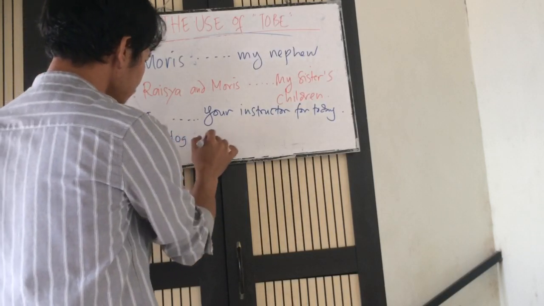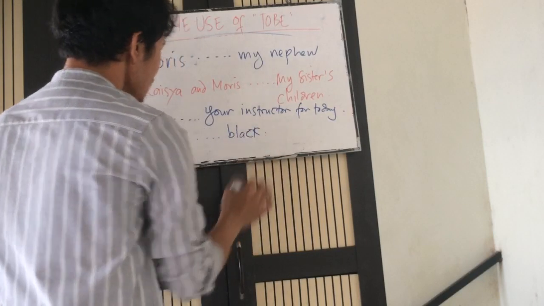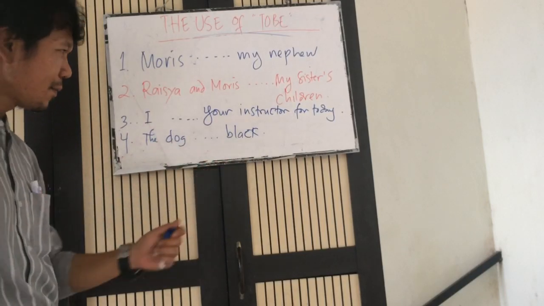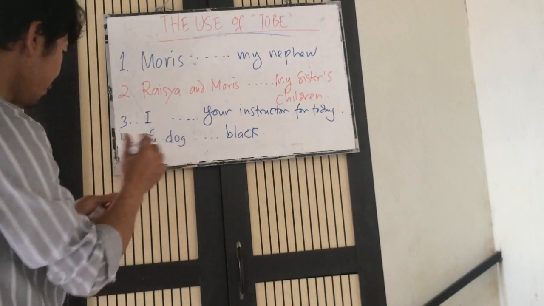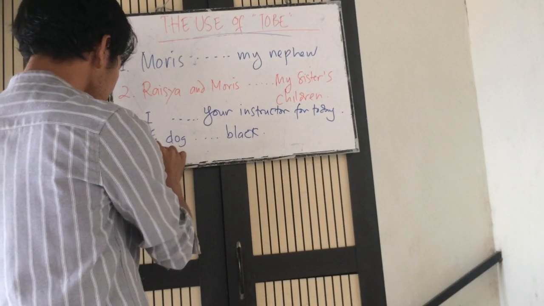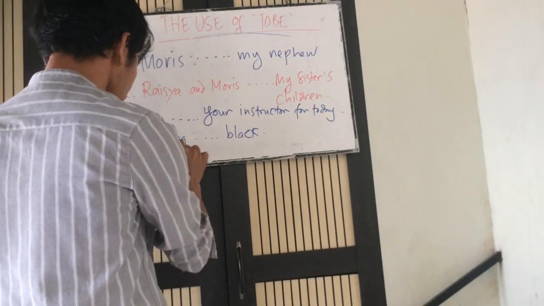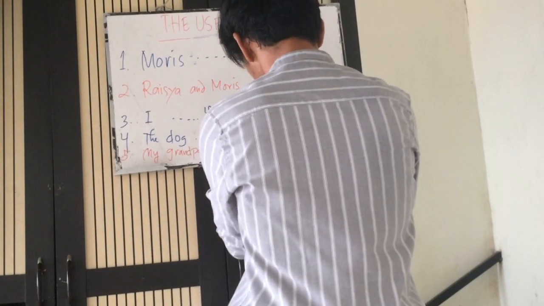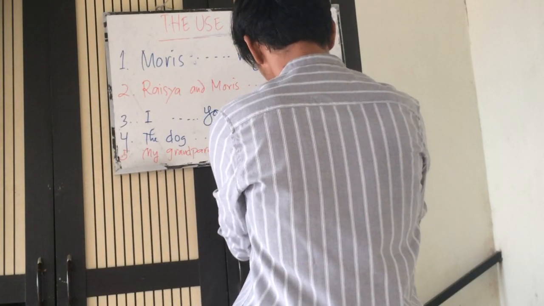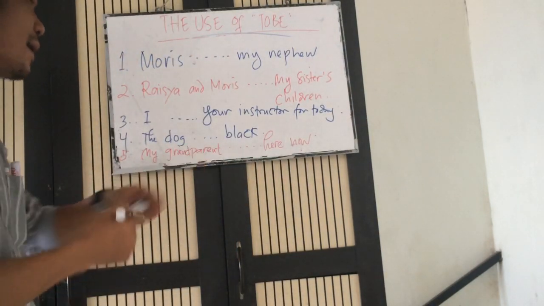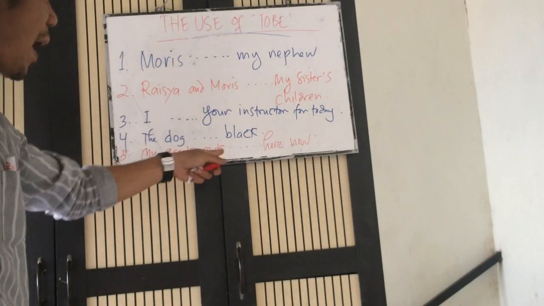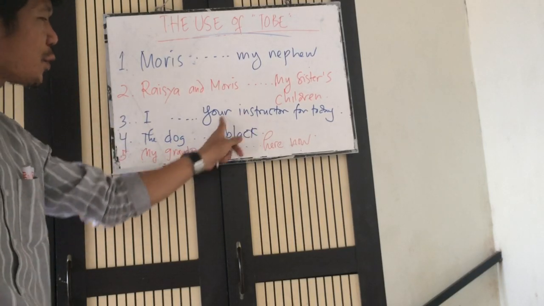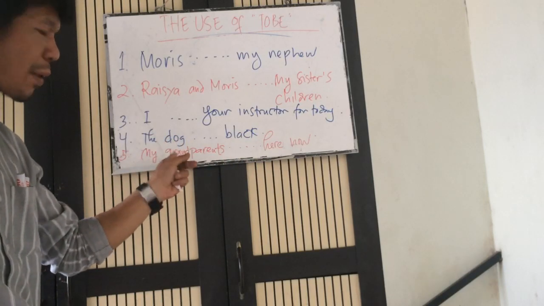The dog blank black. So the subject in the sentence is the dog. You have to put the correct to be for the dog. The dog blank black, right? And number five. My grandparents blank here now. So the subject in the sentence is my grandparents. So you have to put the correct to be for the subject of my grandparents.